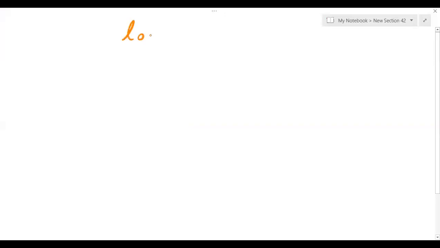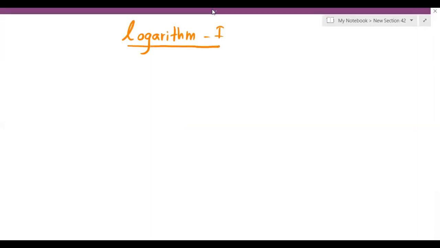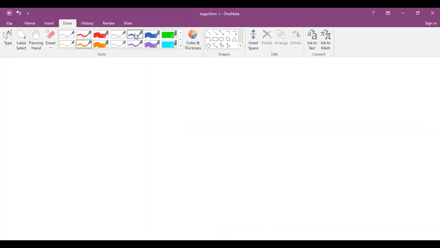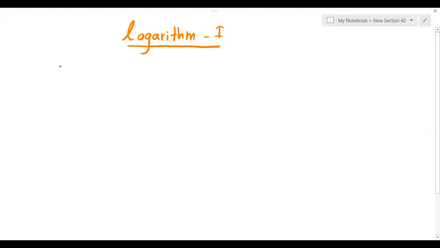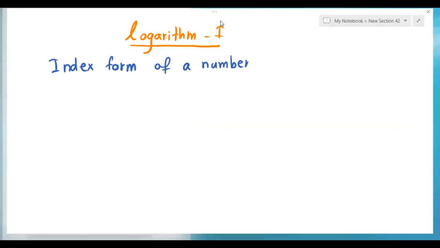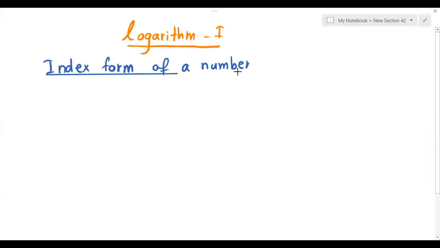Okay, today we are going to discuss the logarithm 1 of the grade 10 second term lesson. Before we move to logarithms, let's see what is meant by the index form of a number. Already you should have seen this in some question papers also. Index form of a number.